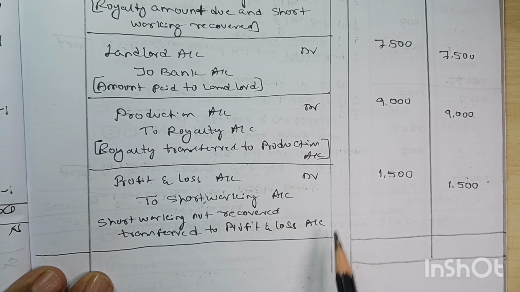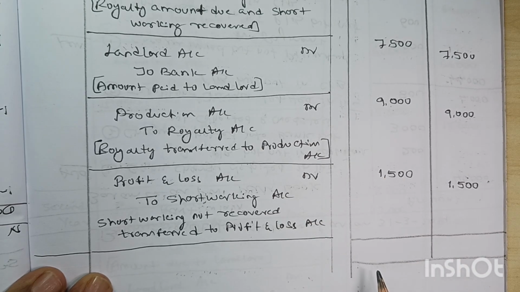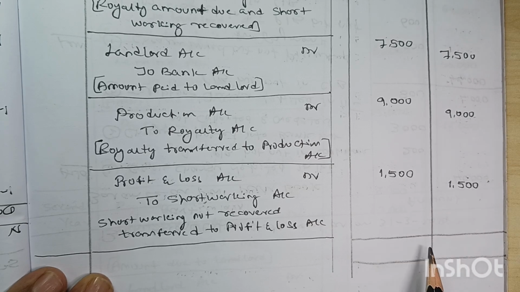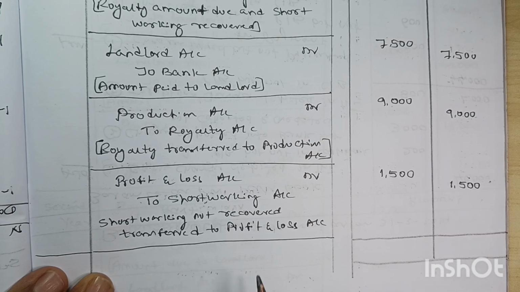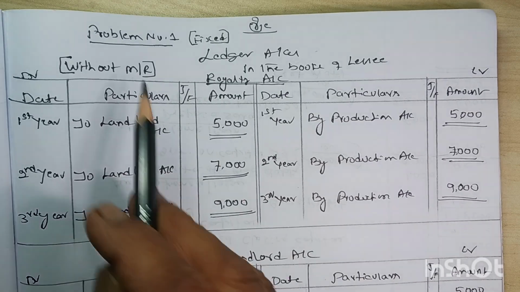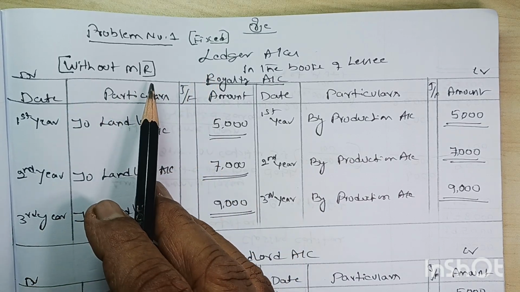Here you can write the total of the journal, no problem, right? As you did in first year PUC, in the similar fashion you can put the total. This is how you have to work out in both the methods, that is with minimum rent and without minimum rent. Now we will see how to prepare ledger accounts for the same. Now we will prepare ledger accounts for the same problem number 1, that is fixed, without minimum rent.